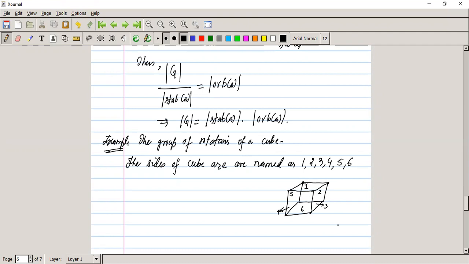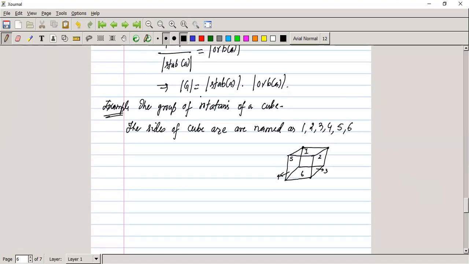Then we will choose one of the faces here, which shall be treated as the elements of the set A, and the set A will have here 6 elements. Then we will compute the orbit of that face, and we will also compute the stabilizer of that face. Then use the orbit stabilizer theorem to compute the order of the group of rotations of a cube. So let's choose face 1.